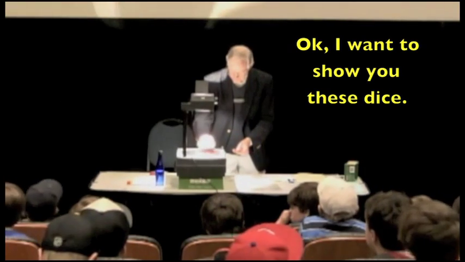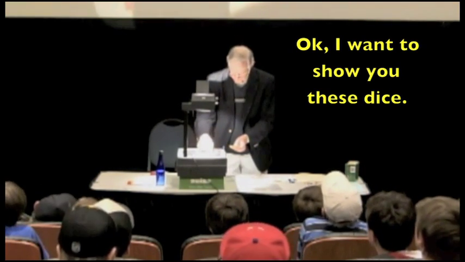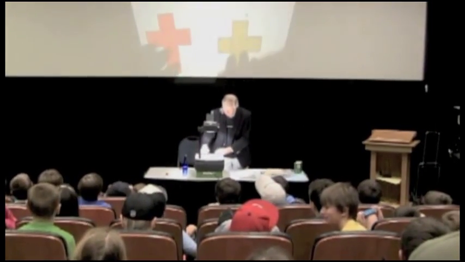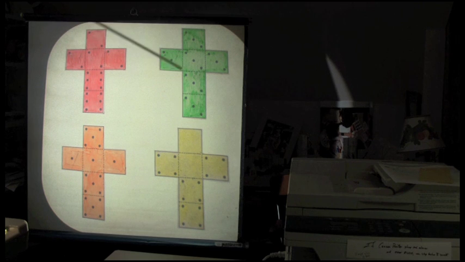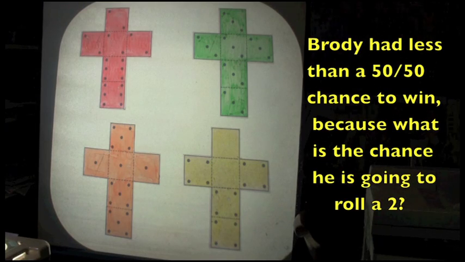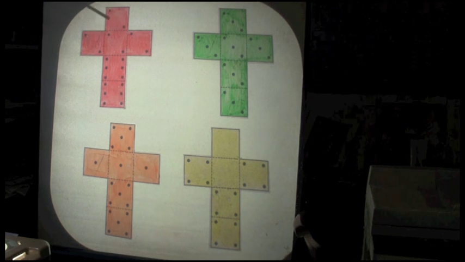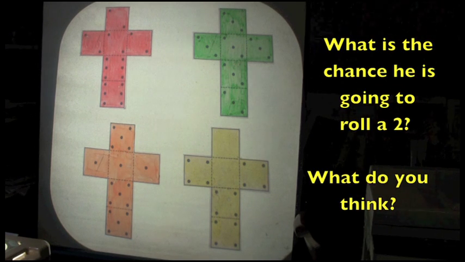Okay, I want to show you these dice. All right, here I had 2 6s, and I had all 3s. Brody has less than a 50-50 chance to win because what's the chance that he's going to roll a 2?